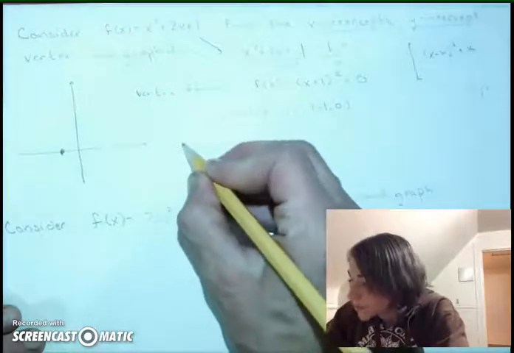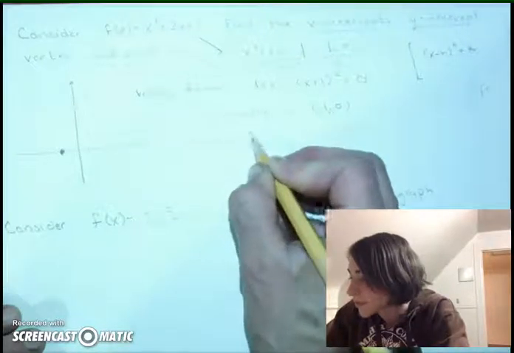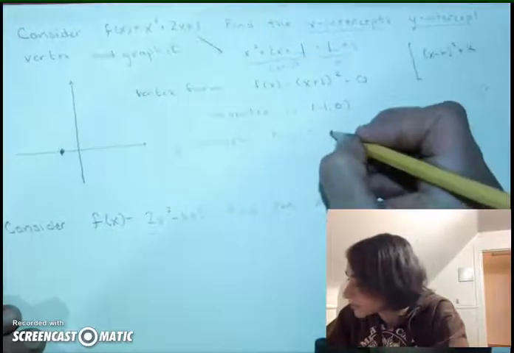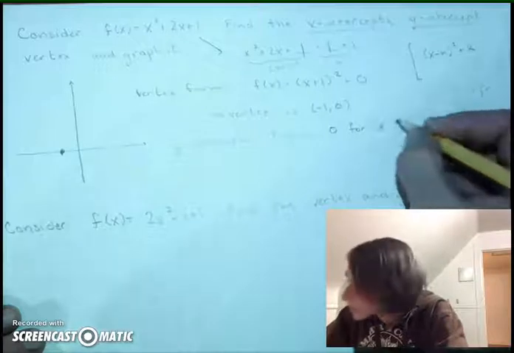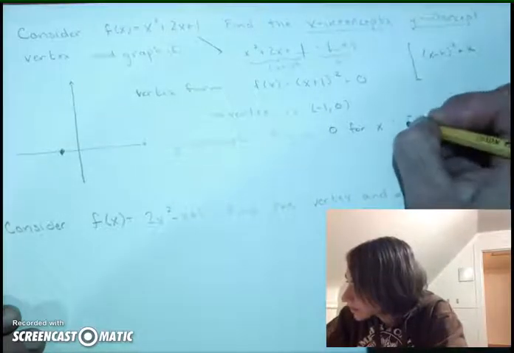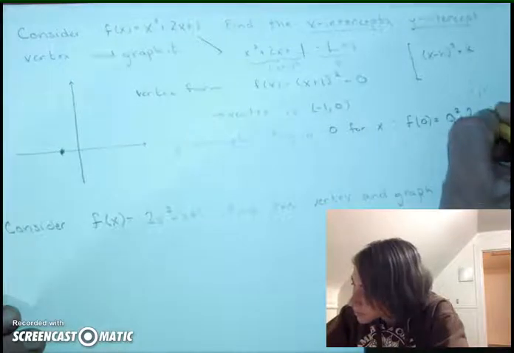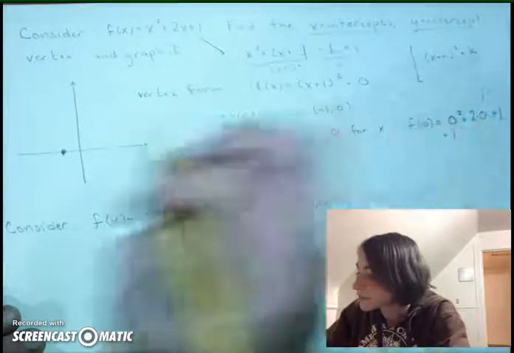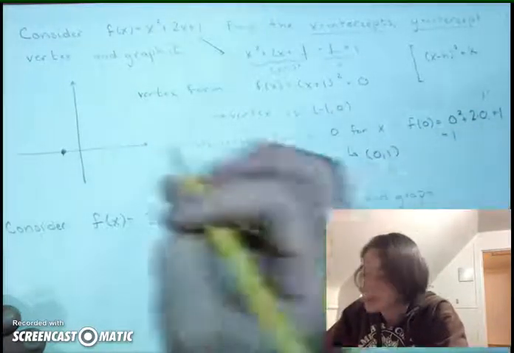To find y-intercepts is really easy. We just plug in 0 for x. So this is a review. We did this in chapter 1. So when I plug in 0 for x, I'm looking for f of 0, which is 0 squared plus 2 times 0 plus 1, and that's just 1. So that tells me that (0, 1) is my y-intercept.